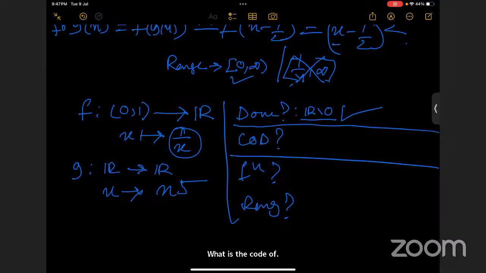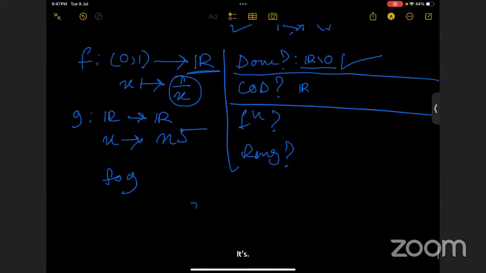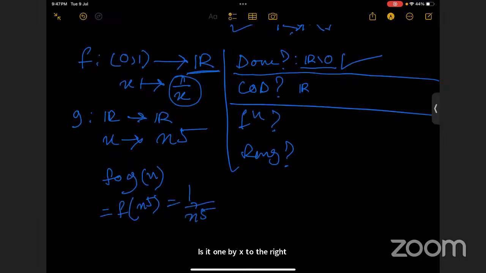The entire real line. Okay, codomain can be the entire real line because here we are taking F compose G, and here R is the codomain of G. So what is the function? F of x to the power 5, which is 1 by x to the power 5, right? x power minus 5, right? Yeah.